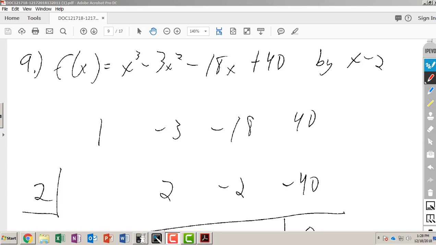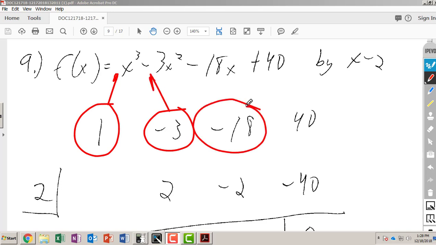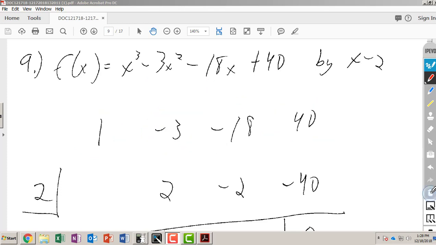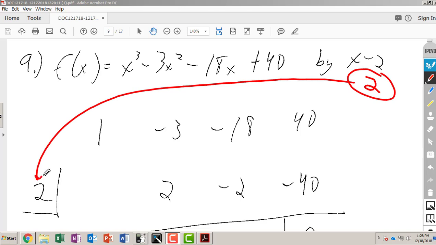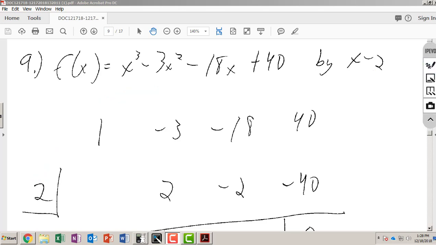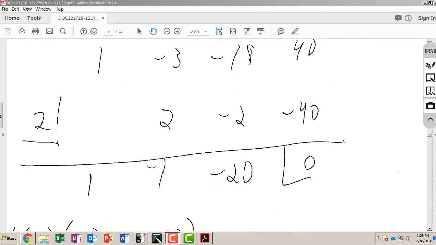Notice again, I write down my coefficients. Here's my first coefficient of 1, my second coefficient, negative 3, my third coefficient, negative 18, and my last coefficient of 40. Now, this is in equation form, so the number that I'm going to put in is the number 2, because when I solve that equation, the answer is 2. So I go ahead and do my synthetic division.